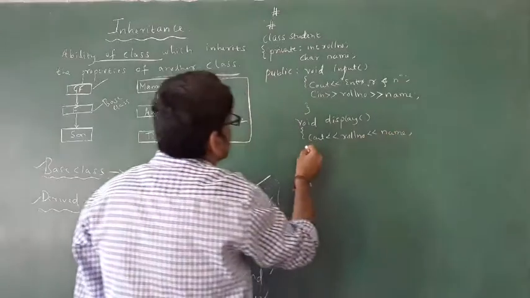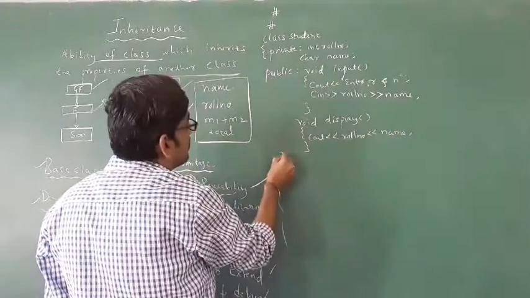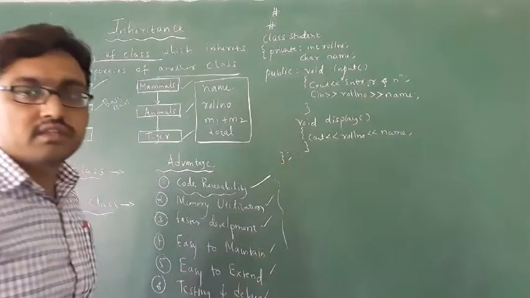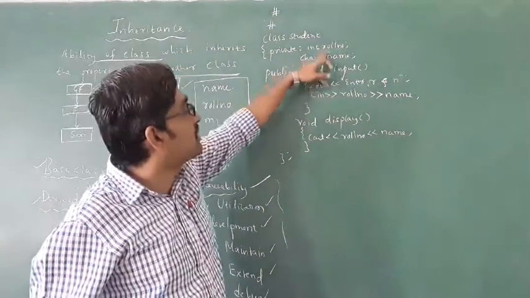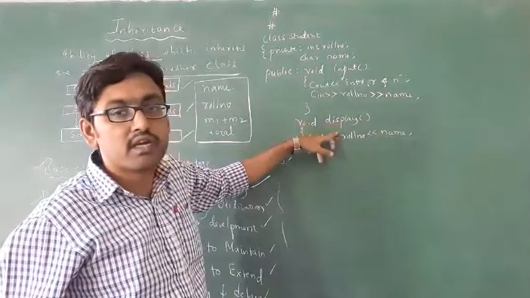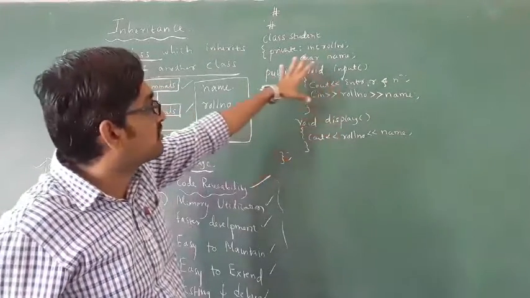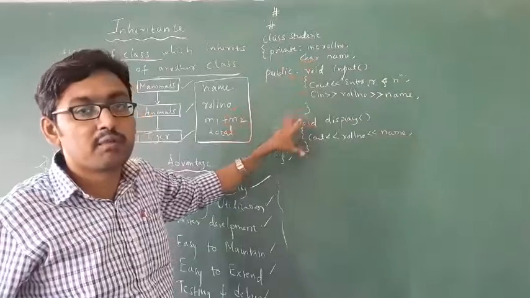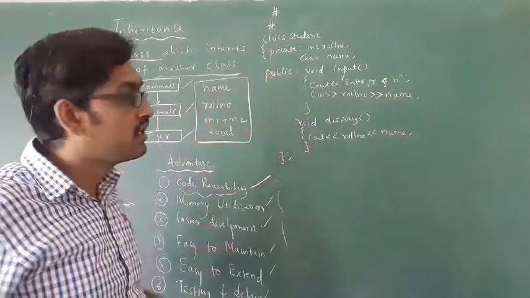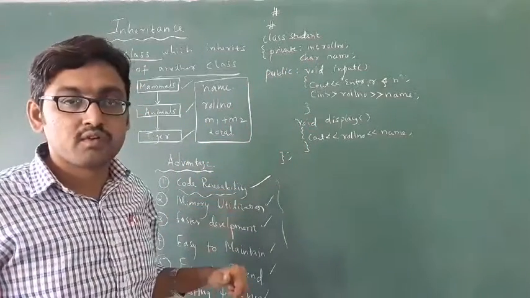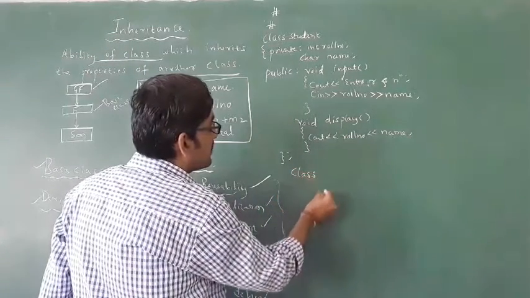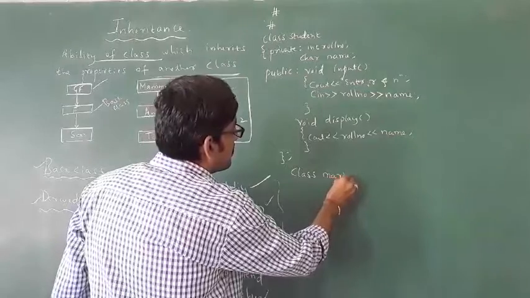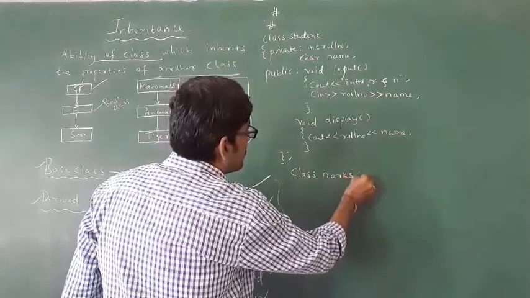Then close the one class. This is a student class. In the student class, I am declaring roll number, name, then input and display operations. I am just displaying the roll number and name in this class. In another class, whatever class name you can take, I am taking class name marks.